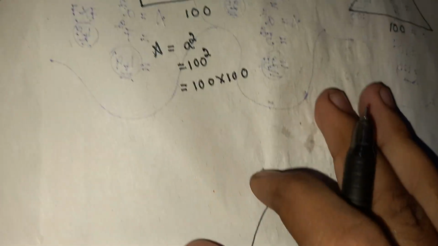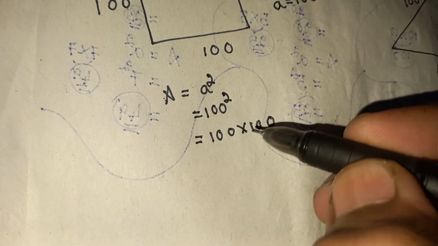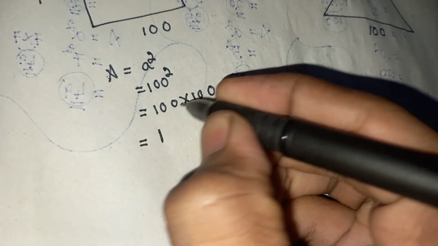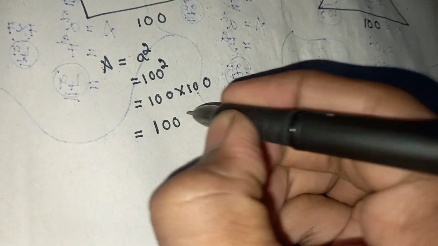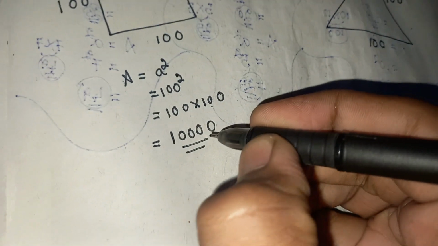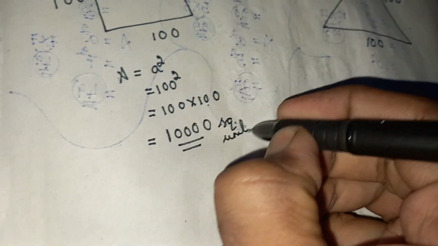When you multiply these numbers, you can just multiply the first numbers and add up the zeros. That is 1 times 1 is 1, and there are totally 4 zeros, so put 4 zeros. It is 10,000 square units, the area of this square.